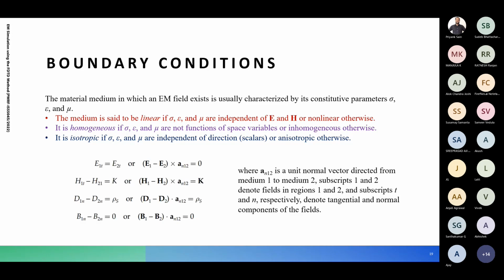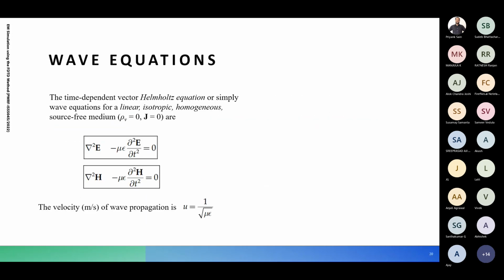Now, the boundary conditions for the electric field and magnetic field at the interface are given by this set of equations. We know that the tangential fields are the same, and similarly the normal fields are given by this set of equations. We will not spend much time on this. This lecture will be very short, and I hope everyone will refer to the textbook if you have any doubts.